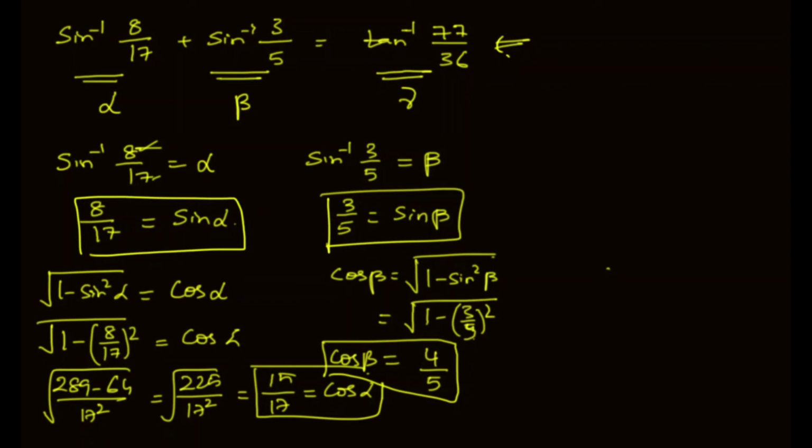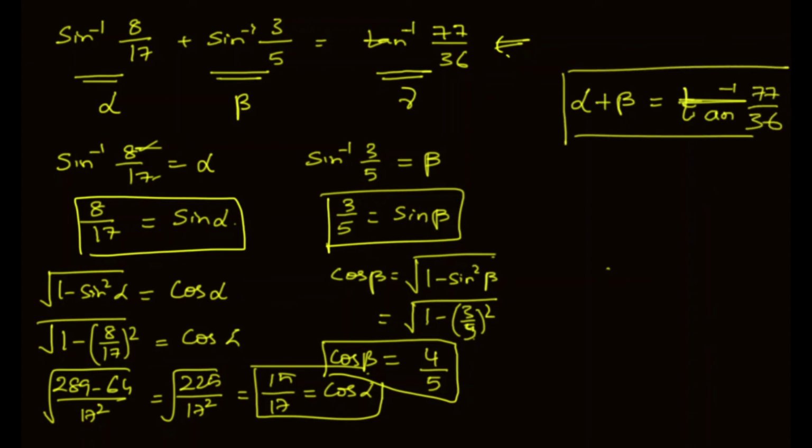So what are we supposed to find out? We are supposed to show alpha plus beta is equal to gamma, and in place of gamma we have tan inverse 77 by 36. Agreed? Look at this, alpha plus beta should be equal to gamma. Gamma is nothing but tan inverse of 77 by 36.